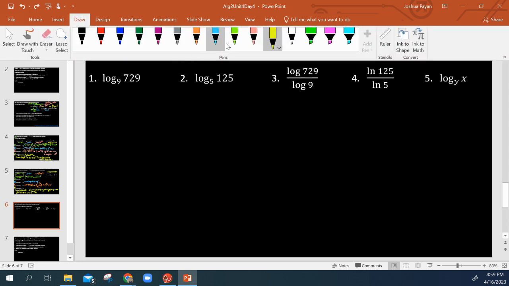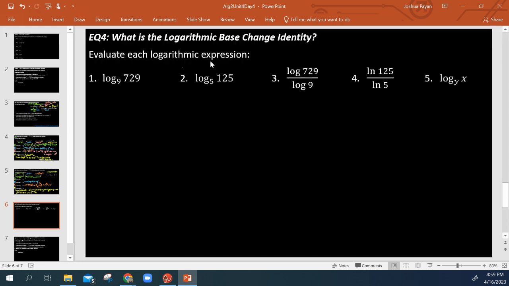Okay, so this is the fourth and final video for day 4 of Unit 4 in Algebra 2. And in it, we are discussing the logarithmic base change identity. That identity, we'll start with this final example here. That identity simply says, if you have log base b of x over log of the same base b of y, that simply is equal to, well, what we see right here.